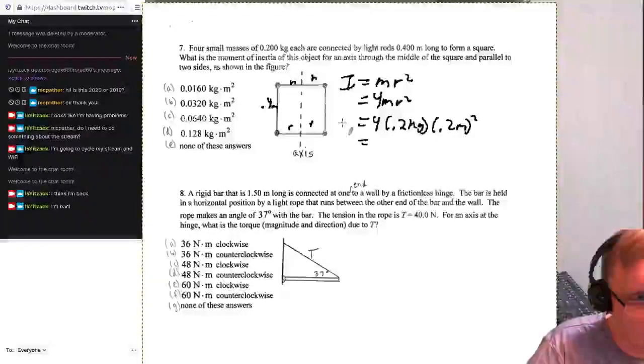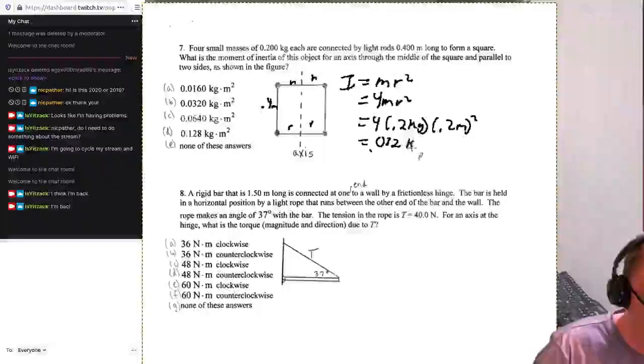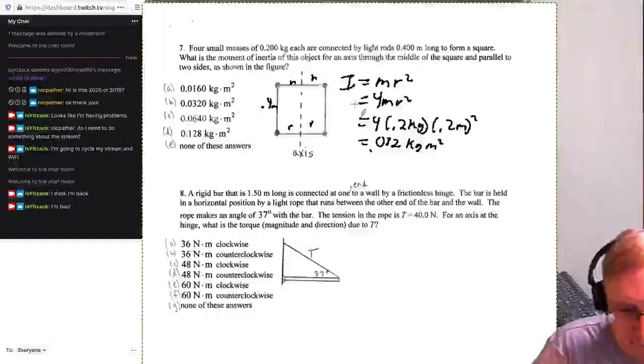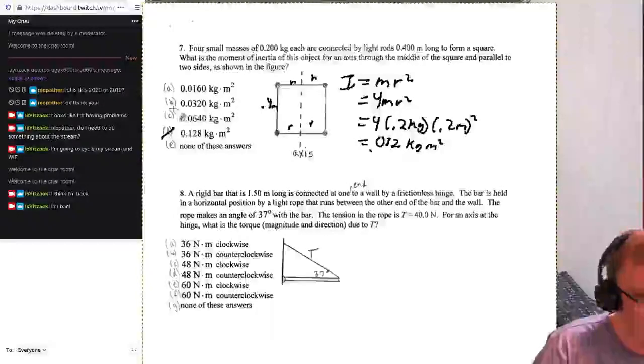Four times 0.2 cubed is 0.032 kilogram meters squared. I will bet that four times that answer is provided. It is. 0.128 is provided for people who decide that the radius is actually equal to the length of the rods. And 0.032 is the correct answer.